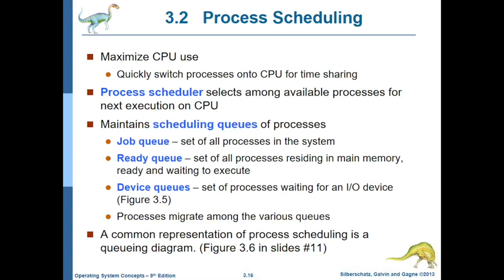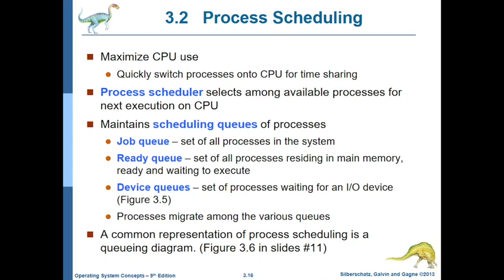Process scheduling is the activity of choosing which process should run on the CPU at any given time and for how long. The goal of process scheduling is to maximize the CPU utilization, which means keeping the CPU busy as much as possible. One way to achieve high CPU utilization is to use time sharing, which means switching the CPU among different processes quickly.